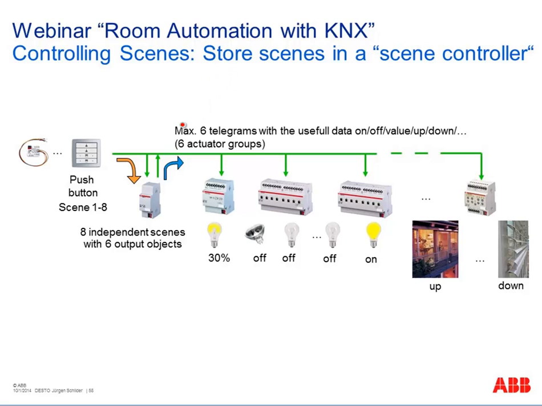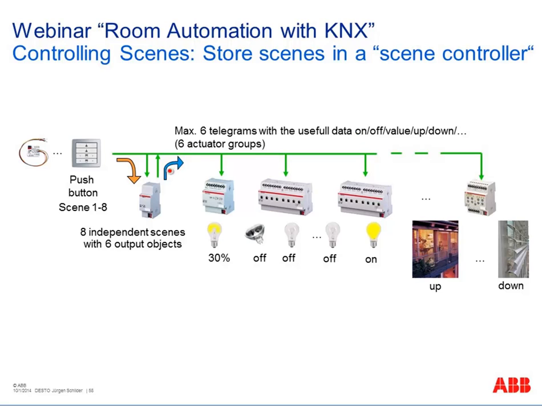The first possibility is to use a separate piece of hardware like a scene controller, like for example our logic module, or it can also be a visualization or another piece of hardware. The principle is we have our sensor, it can be the universal interface or a standard push button KNX sensor, and we press one button and send a KNX telegram to our so-called scene controller. We call the scene, and then the scene controller sends maybe 6 or 8 telegrams to our output A, output D, and so on, and controls our different channels. Included in these telegrams is also the value, up and down, or 50%, 80%.